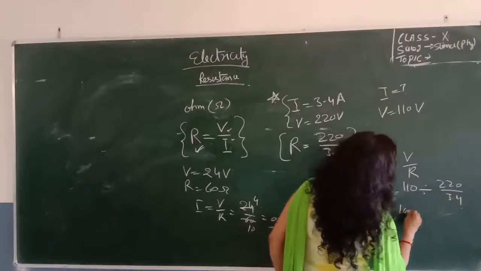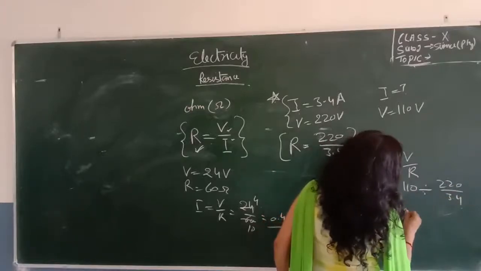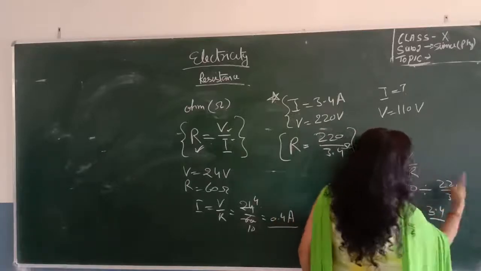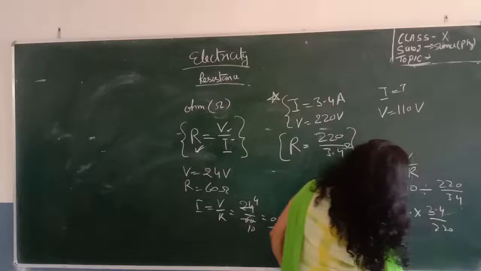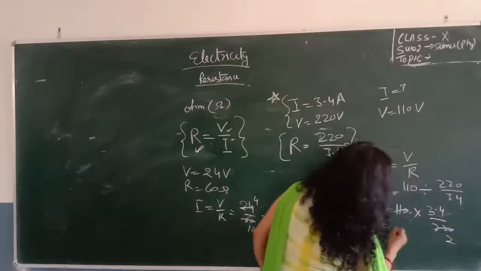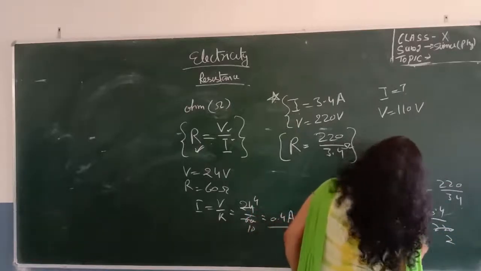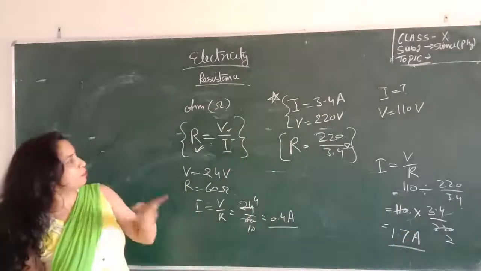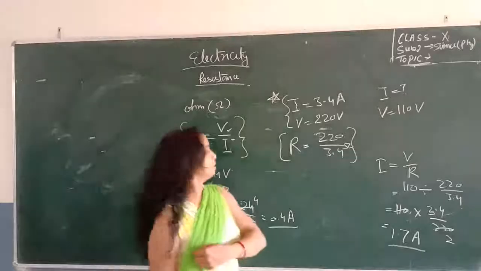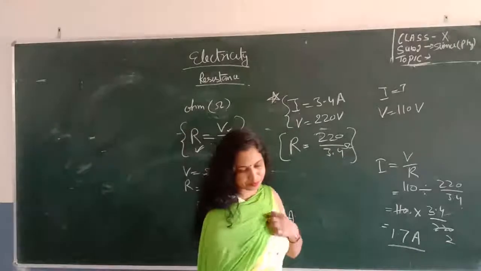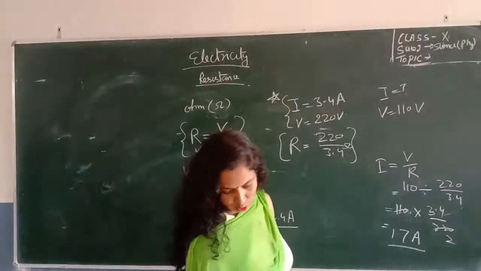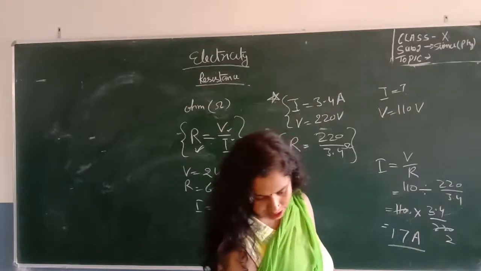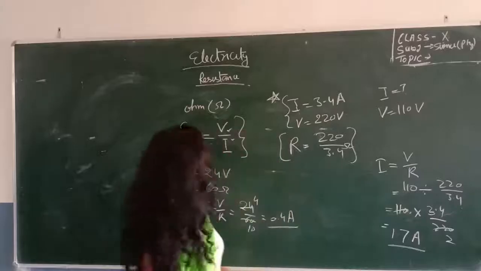We can calculate it. We know that if we want to make it multiply, we have to take the reciprocal of this term. So by calculating, we will get 1.7 ampere. This is the amount of current flowing through the circuit if we reduce the potential difference to 110 volt. So this is the question. Nice question.